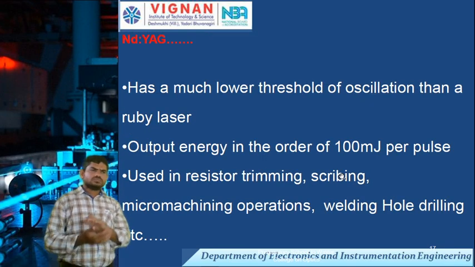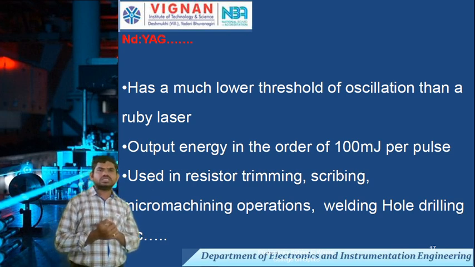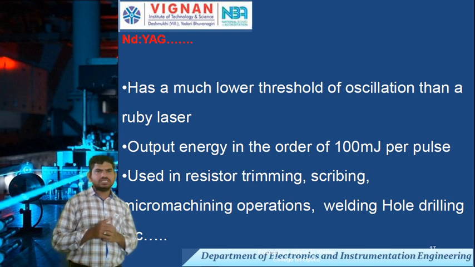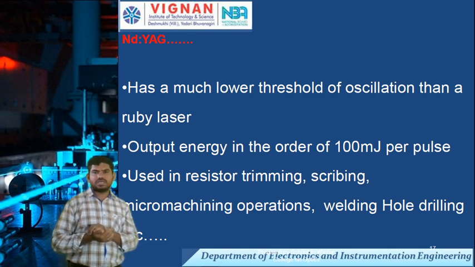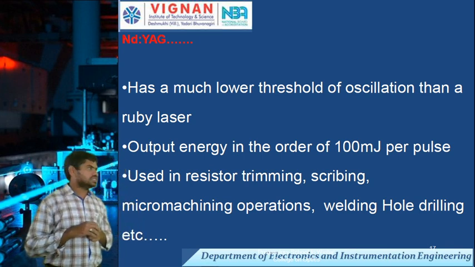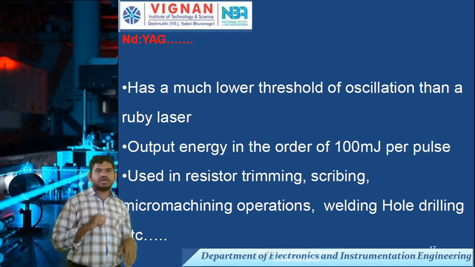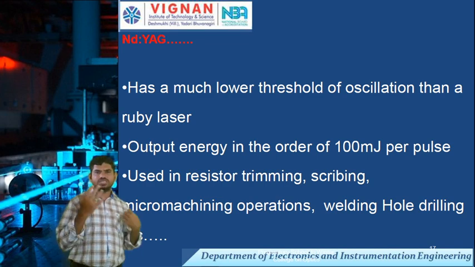Why do we prefer this laser? It has a lower threshold of oscillation than the ruby laser. The output energy we get is up to 100 joules per pulse. Generally, we use this ND YAG laser for trimming, drilling, scribing, and welding purposes.